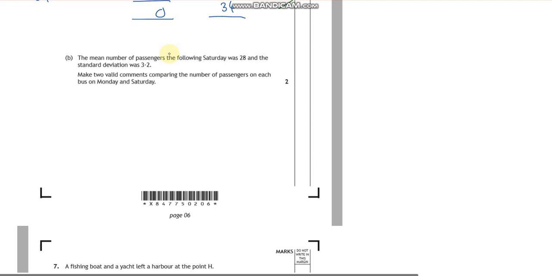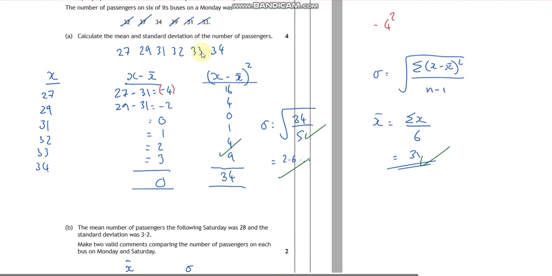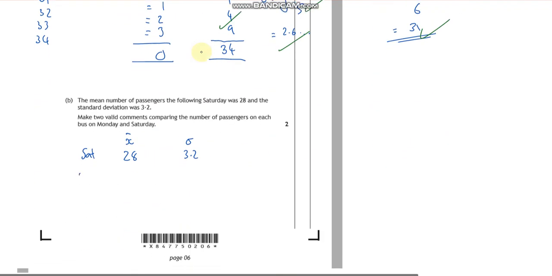Okay, part B. So the number of passengers the following Saturday was 28, and the standard deviation was 3.2. So standard deviation, I just use this little symbol, and I'm guessing that's the mean number of passengers. Yeah, the mean number of passengers. So that was on the Saturday, and we've already worked out that on the Monday, the mean number was 31, and the standard deviation was 2.6.